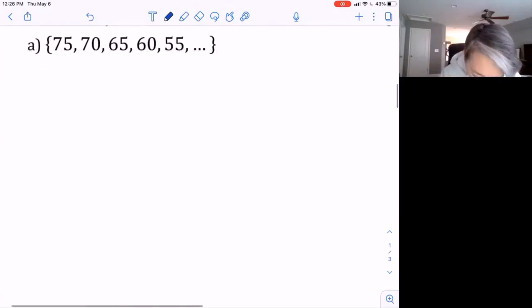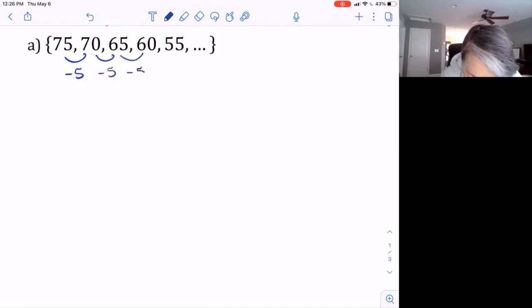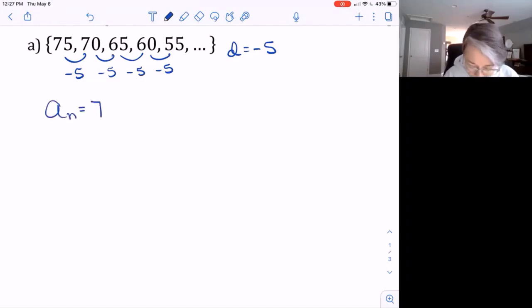So if we focus on A, we seem to be subtracting 5 every time. So that means we have a common difference of -5. You could take any term and subtract the number before it: 60 minus 65 is -5. So our explicit formula is going to be the initial value of 75, that's where we're starting, minus that difference of 5 times n minus 1.